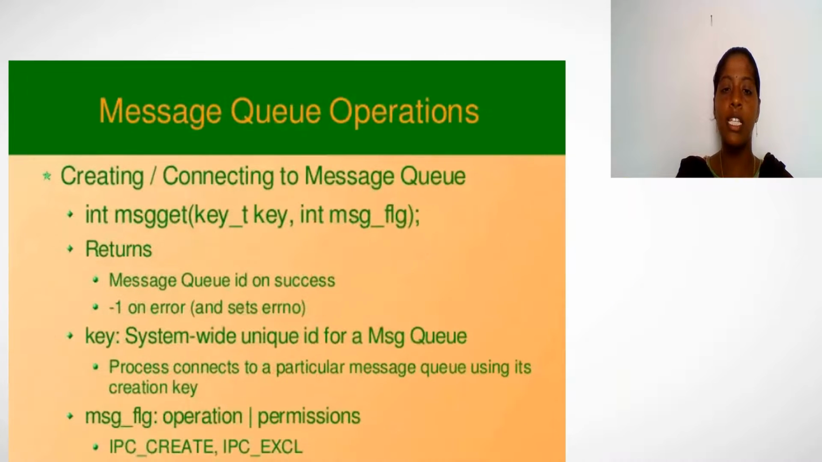Next, message queue operations are creating or connecting to a message queue using a key: int msgget(key_t key, int msgflg). It returns the message queue ID on success, and -1 on error. Key is the system-wide unique ID for a message queue. Processes connect to a particular message queue using a creation key. msgflg uses the pipe symbol for permissions, IPC_CREAT and IPC_EXCL. These are message queue operations.